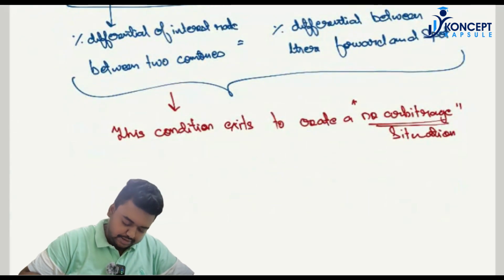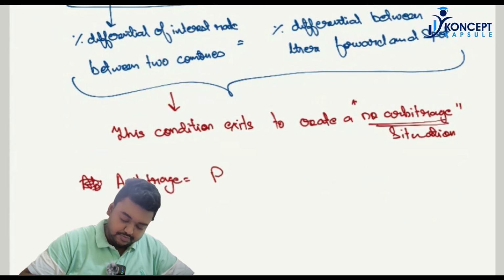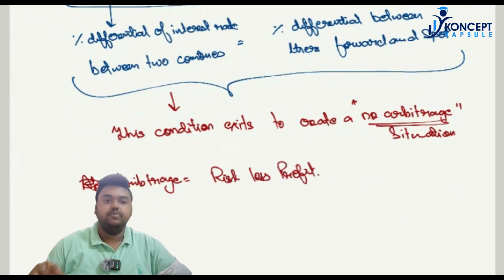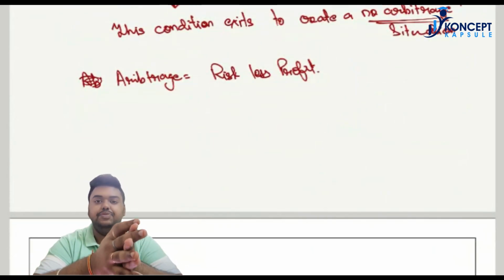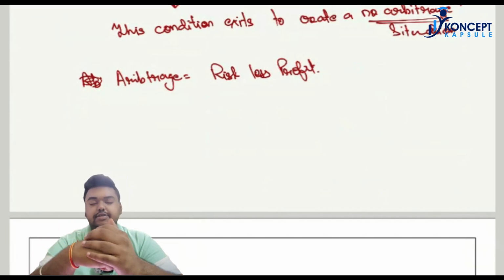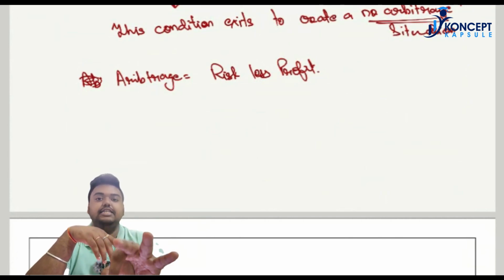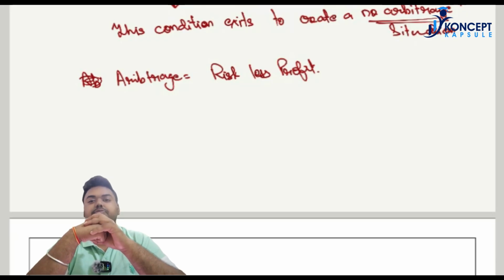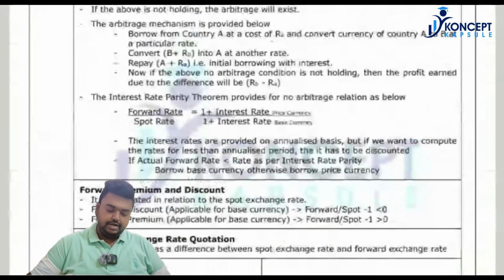What is arbitrage? Arbitrage is risk less profit. So basically it is saying that the interest rate between two countries and the forward and spot between the two currencies of the countries will be such that nobody will be able to earn arbitrage income. Guys, we will understand it with the help of an example, don't worry. Let us first study the theory around it.